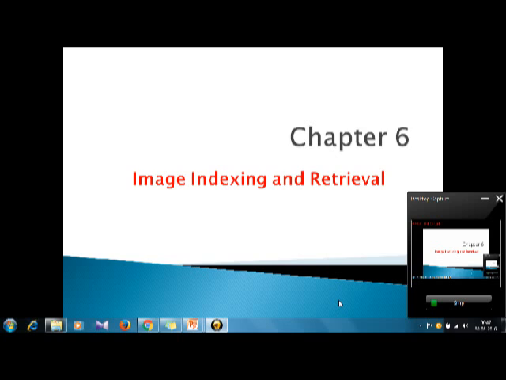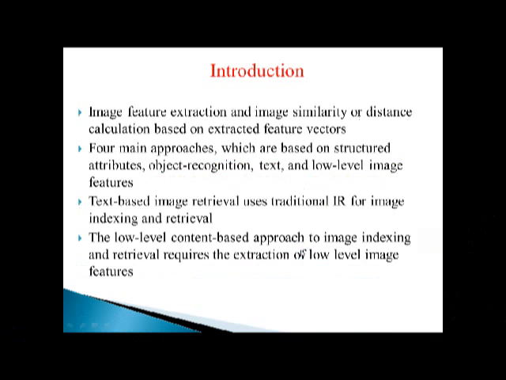When you go through this topic, image indexing and how we can retrieve these images, there are different categories based upon image indexing and retrieval. The first is related to feature extraction. You can see the image feature extraction here. This is the main purpose behind image indexing, with four main approaches: based upon structured attributes, object recognition, text, and low level image features. These are the four main approaches.